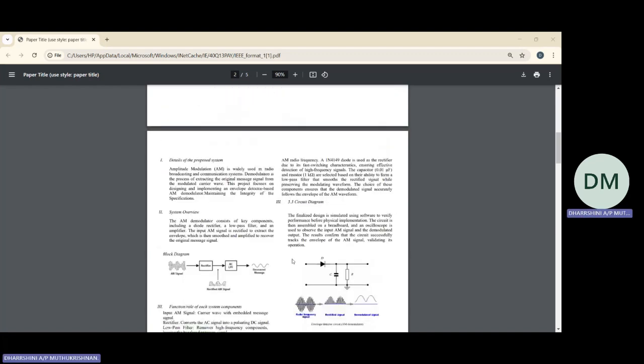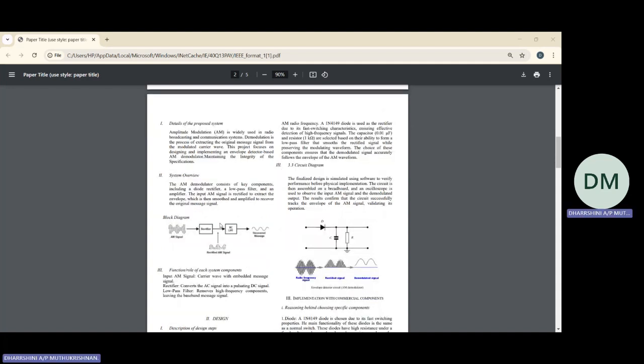Let's see the purpose of the system. Our AM demodulator consists of three main components. They are the rectifier, the low pass filter, and the amplifier. The rectifier converts the AC signal to a pulsating DC signal using a diode. The low pass filter removes the higher frequency components, leaving only the baseband message signal. The amplifier boosts the extracted signal for better clarity.